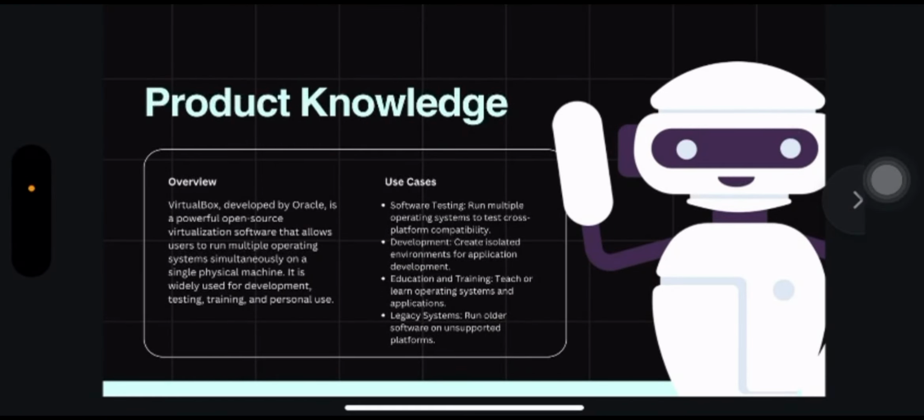Okay, moving on to the product knowledge. VirtualBox allows multiple operating systems to run simultaneously on one machine. On the common use cases, in software testing, it tests compatibility across platforms. In development, it provides isolated environments for application building. In education and training, it helps teach and learn about OS and virtualization. On legacy systems, it runs older software on unsupported platforms.